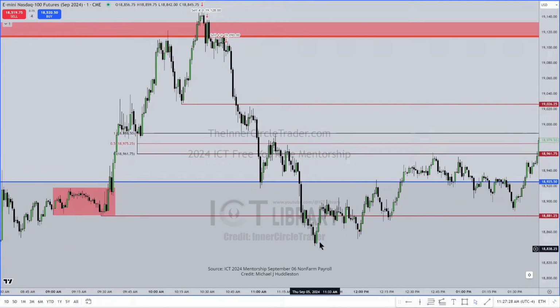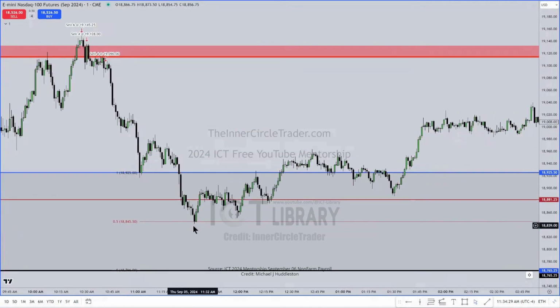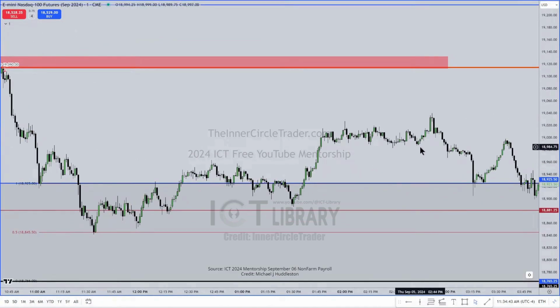And that low, I told you, that is the consequent encroachment of this gap between this level here and here. Boom, look at the bodies respecting that. See that? That's algorithmic. This is the low of the day. I could very easily have sold short here and bought that, and that's the high and low of the day. So I'm going to ride this out and all this consolidation here.